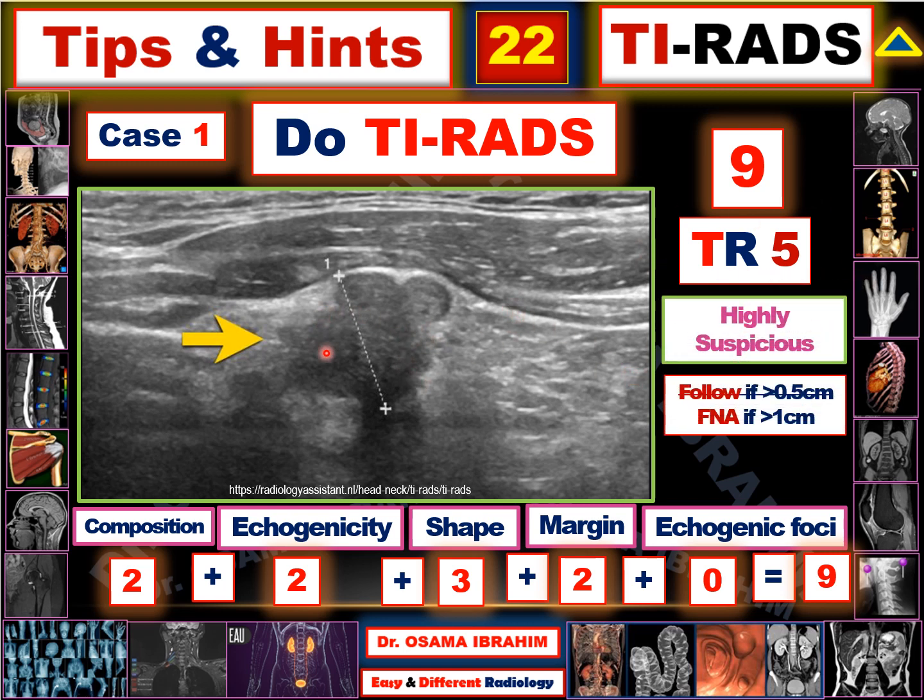So for this nodule, if you want recommendations for what we will do later: follow up if the nodule is more than 0.5 centimeter. However, this nodule is larger than that. If the nodule is larger than 1 centimeter, fine needle aspiration should be done, and this is the recommendation in this situation. This is how you can describe and score the TI-RADS for the thyroid nodule. We still have another 3 cases. You can do them yourself. Let us change to the next slide.